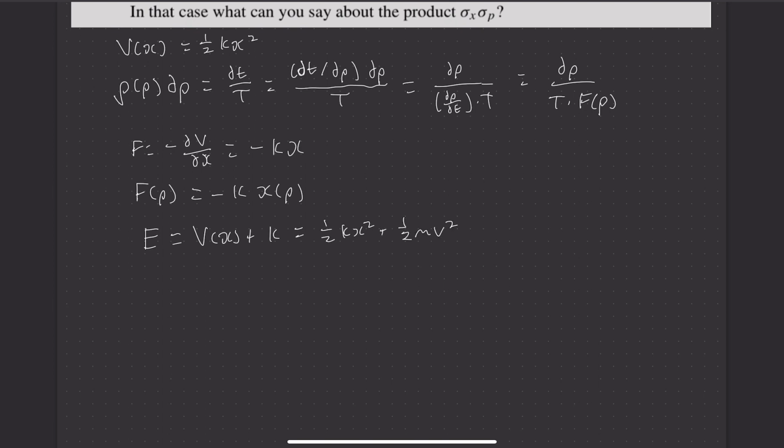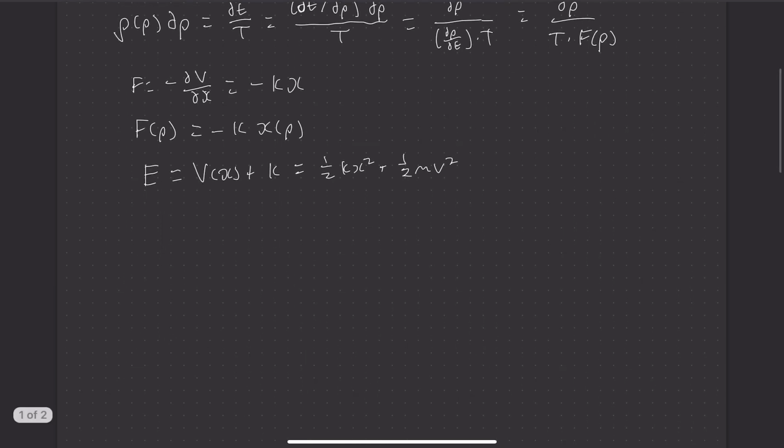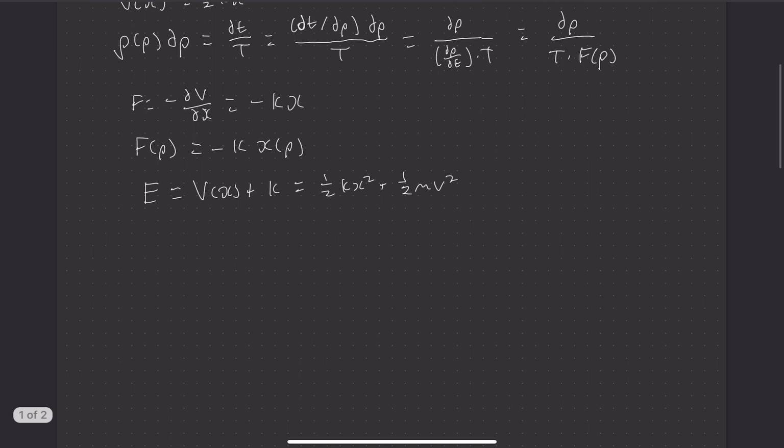Now we can try to isolate for x, but first we need to see that there's no p in this equation. But we know p is equal to mv, and we see something similar to mv. So we can actually rewrite this equation as 1/2 kx squared plus p squared over 2m. So we can say that 1/2 kx squared is equal to E minus p squared over 2m.